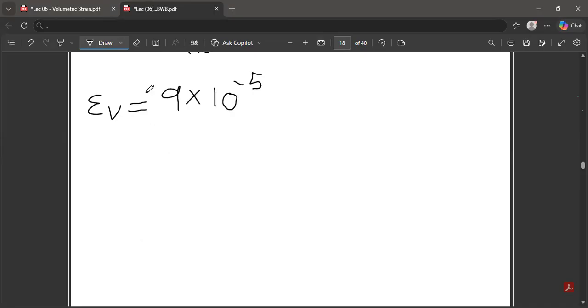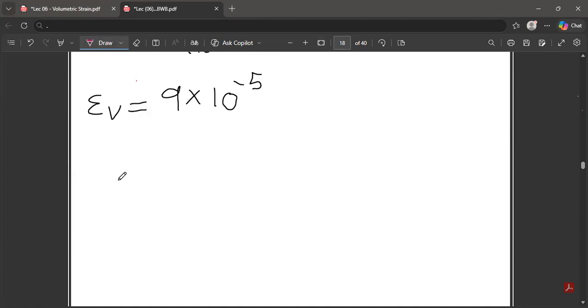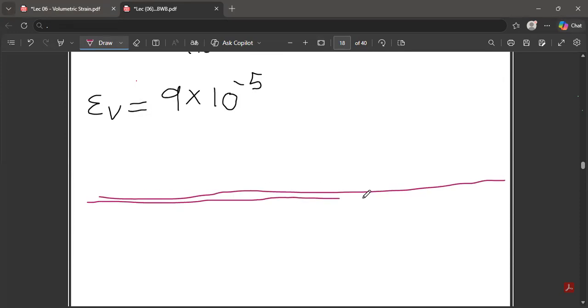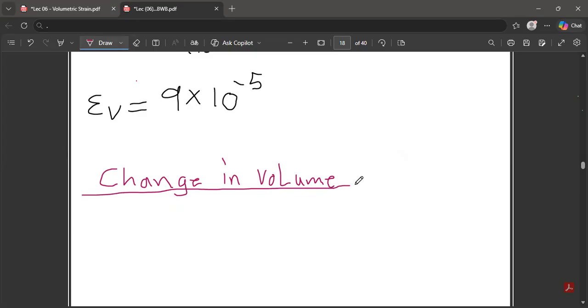Okay. So after getting this, we can now go and calculate for our change in volume. Finally, this is where we are going to calculate our change in volume. Then we are done with the work. So finally, let's calculate for the change in volume. So that is our change in volume, and we are good to go.